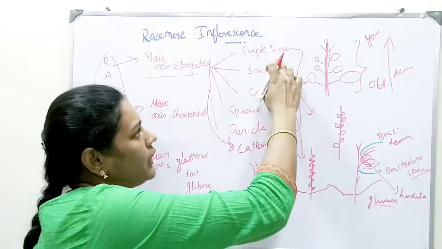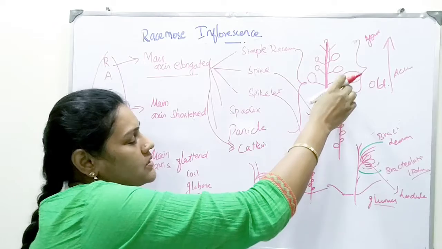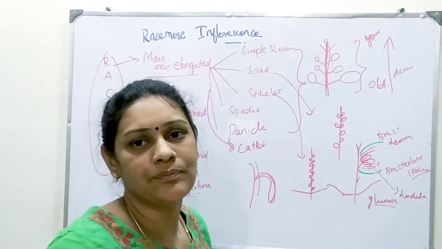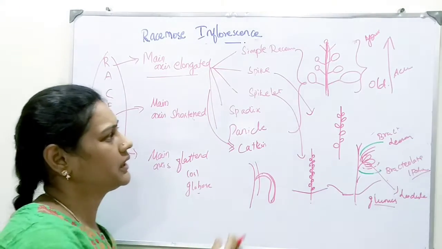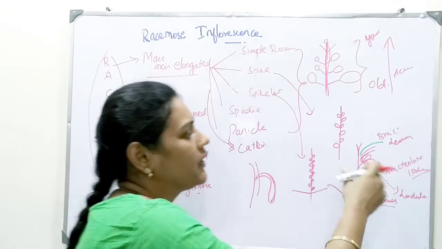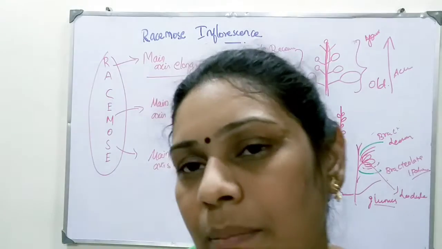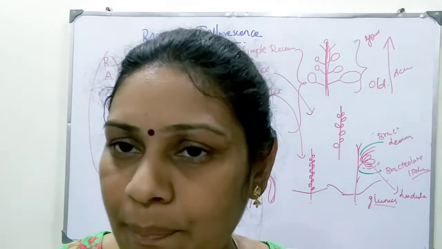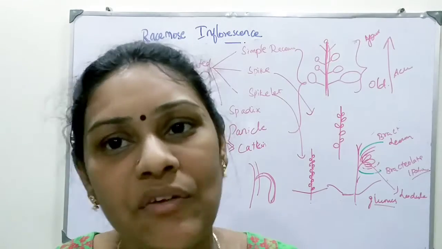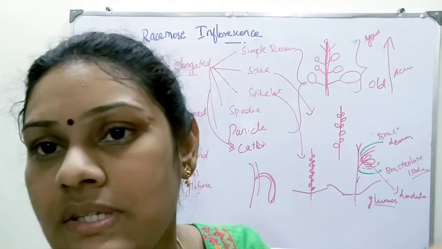I have told you examples of the simple raceme: Crotalaria, mustard, radish. And the spike example, Stachytarpheta. And the spikelet examples are paddy and wheat. In paddy, sorghum, that is cholam, and wheat, you will find bracteolate, glumes. All of them have the spikelet type of flower arrangement, the inflorescence.